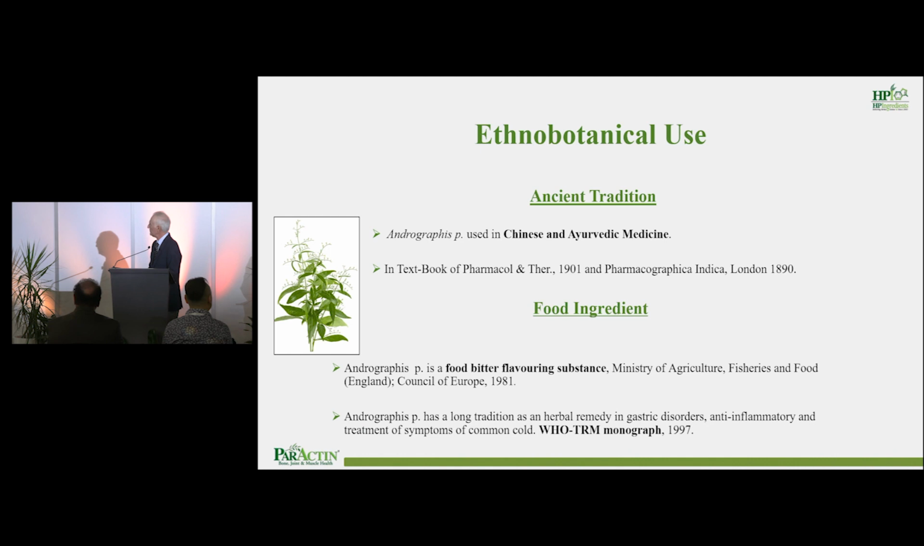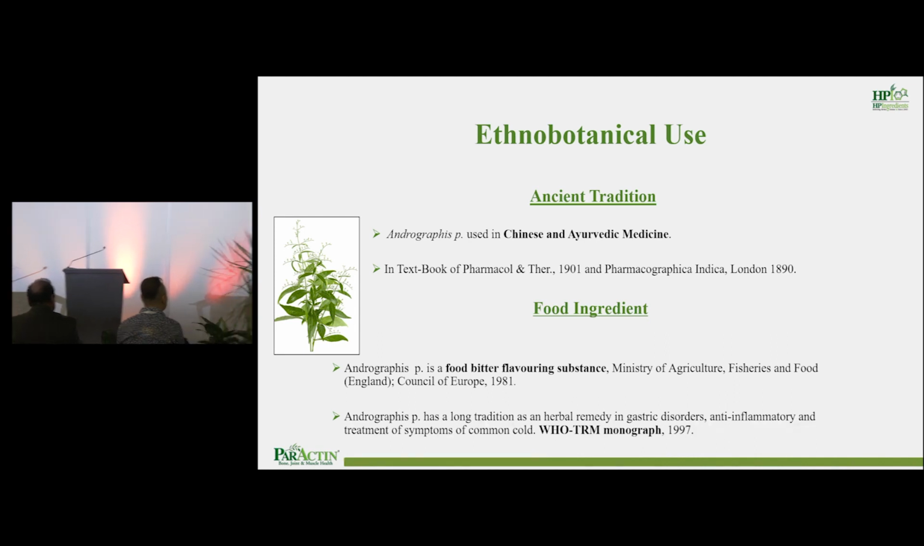if we look at the ethnobotanical use, Andrographis paniculata has a long history of use in the traditional medicine of China, and also in the Ayurvedic system of medicine, right? So it goes back 2,000–3,000 years in history. And in Western countries, it already appears in a textbook of pharmacology and therapeutics in the year 1901, Pharmacographica Indica, London, 1890. The other interesting point is that it is considered a food ingredient and a flavoring substance by the Ministry of Agriculture, Fishery and Food of England, and by the Council of Europe. And perhaps this is an interesting point also.